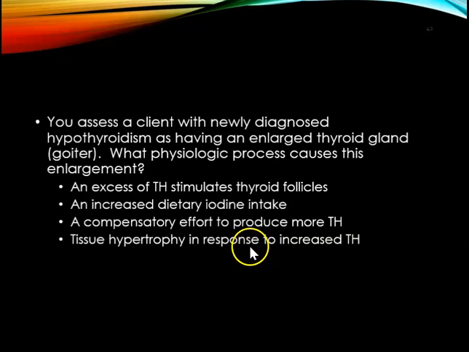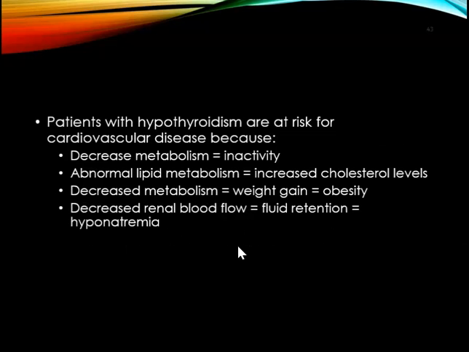You assess a client with newly diagnosed hypothyroidism as having an enlarged thyroid gland. Which physiological process causes this enlargement? So it would be number 3, a compensatory effort to produce more TH. Patients with hypothyroidism are at risk for cardiovascular disease because, so you have number 2, abnormal lipid metabolism and an increase in cholesterol levels.